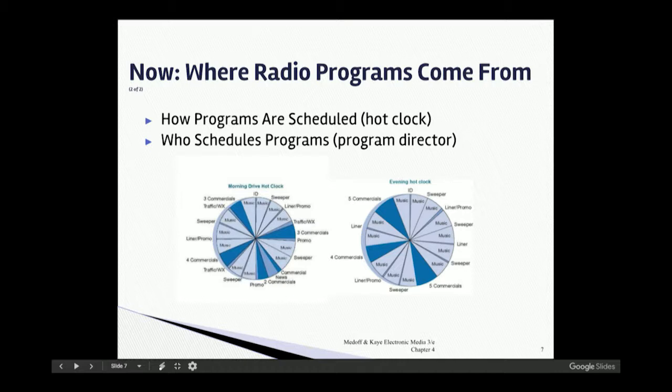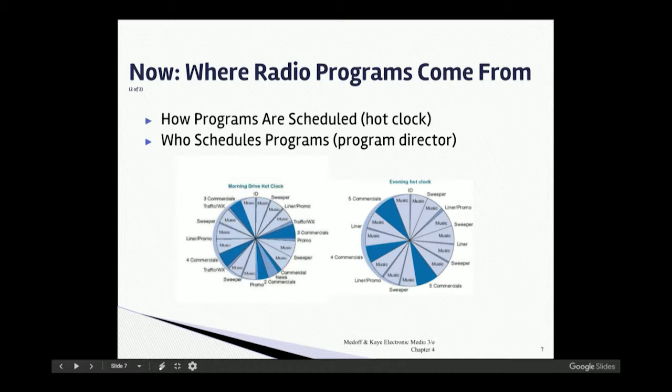And then this says evening hot clock. So let's say this would be 8 to 9 p.m. if you want. And it represents what goes in there. So it's kind of like a template. Imagine that. And the template will stay the same every day of the week from 8 to 9 a.m. for this one. And you see it's got spots for music.